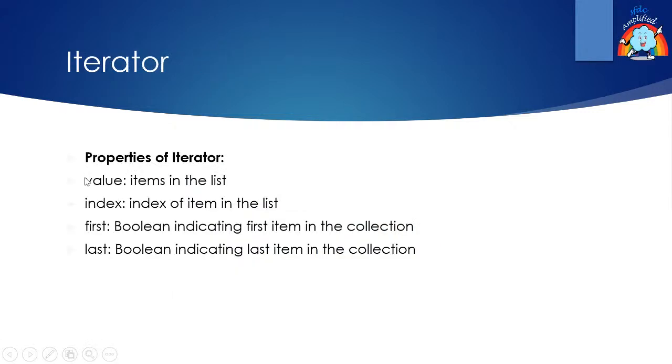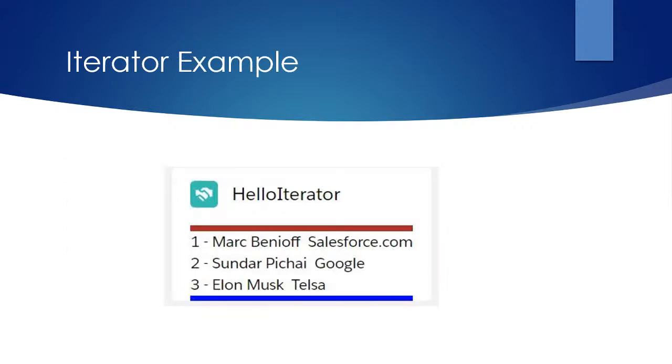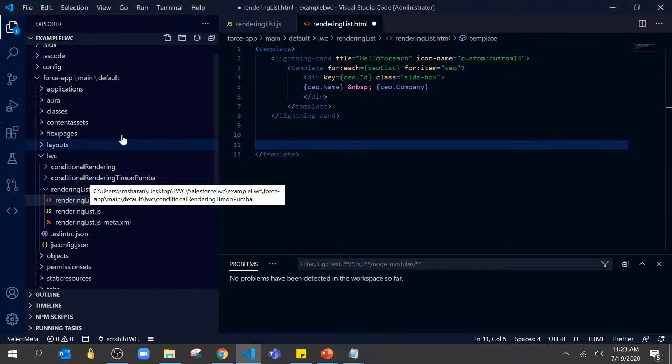So let's go to iterator. What happens in iterator is there are properties of iterator. First, value, if the value of the item is in the list, then the value is coming. Then there is index. Index defines the index of the item in the list, and then there is first, a boolean indicating the first item in the collection, and last indicates the last item in the collection. So this is how it comes. Let's go there and see.